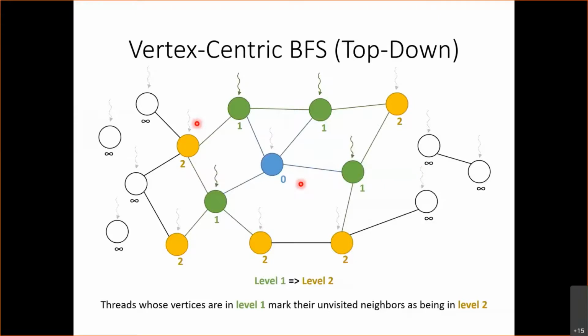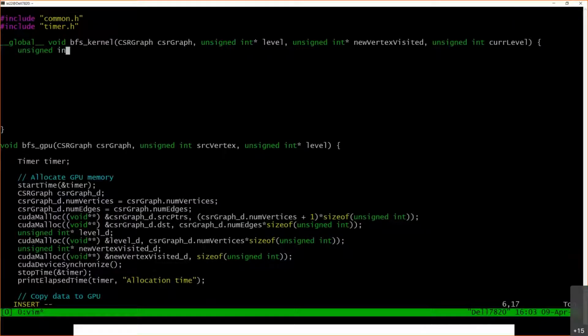And to do that, I'm going to write unsigned int vertex is equal to, I'm going to use the thread index as the vertex number. So thread 0 is going to be responsible for vertex 0, thread 1 is responsible for vertex 1, thread 2 responsible for vertex 2, etc. So I'm going to write unsigned int vertex is equal to blockIdx.x times blockDim.x plus threadIdx.x. You guys should be familiar with this by now.